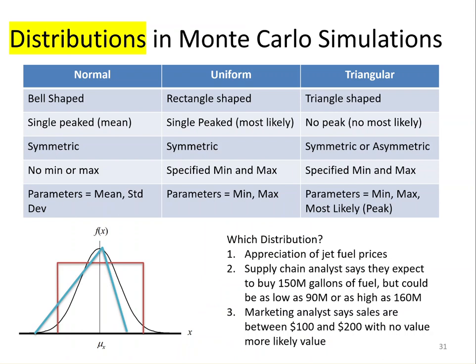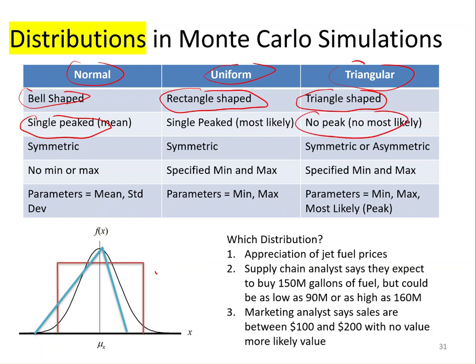So let's think more about these three distributions: the normal, the uniform, and triangular. Normal is your bell-shaped curve. Uniform is a rectangular shape, and triangular is a triangle shape. So it's just triangle, bell, and rectangle. In the normal distribution, there's a single peak. In a triangular distribution, there's a single peak. In a uniform distribution, there's no peak. You have a min, you have a max, and every number in the middle is equally likely.